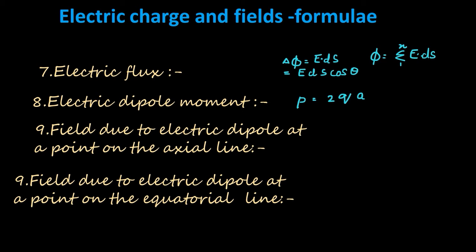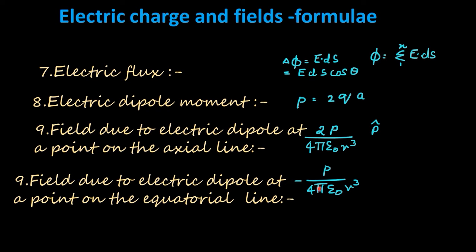Now, field due to electric dipole at a point on the axial line is 2p by 4 pi epsilon naught r raised to 3, in the direction of dipole moment. Field due to electric dipole at a point on the equatorial line is p by 4 pi epsilon naught r raised to 3. It is in the opposite direction to dipole moment. That is why we show here a negative sign.